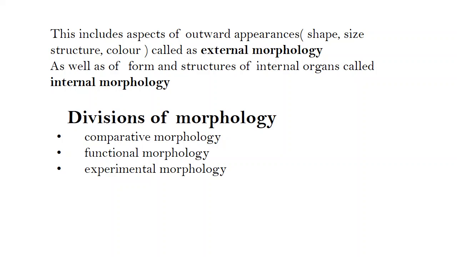Those comparisons which can be seen with the naked eye are studied in external morphology, and those differences which are not seen with the naked eye, for which we need a microscope or a detailed study, are studied in internal morphology, such as blood vessels, veins, bones, cartilage differences, skeleton differences, and internal digestive system differences. To study the differences, morphology is divided into three categories: comparative morphology, functional morphology, and experimental morphology. So today our topic is comparative morphology. We will discuss this one division of morphology in detail.